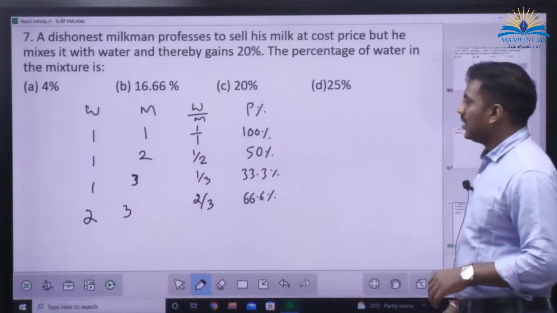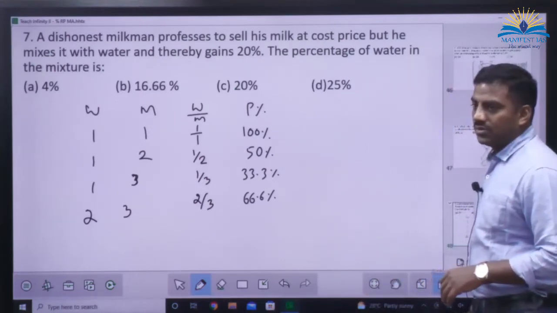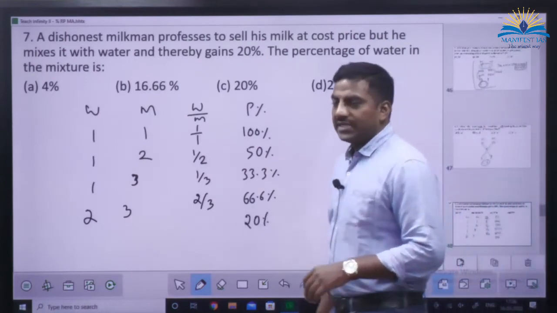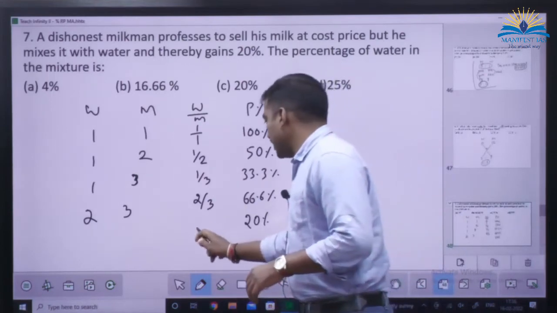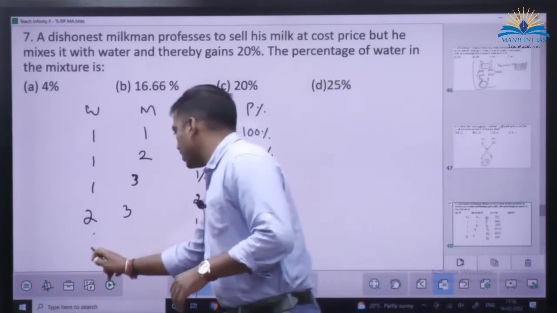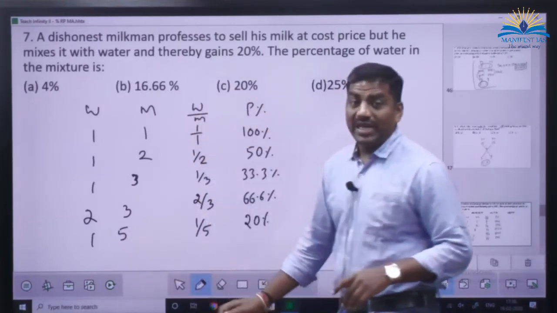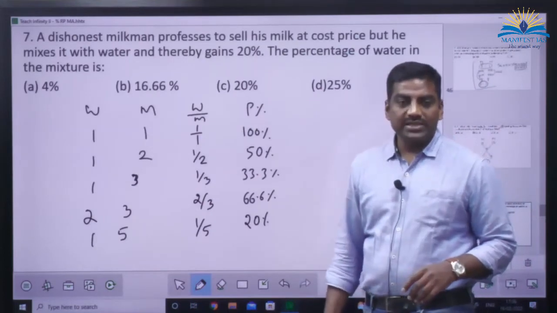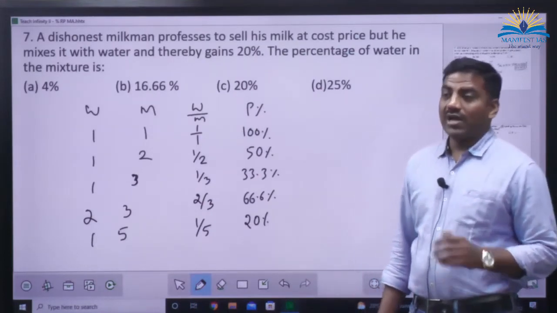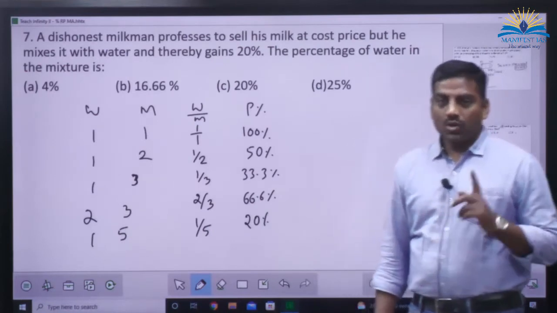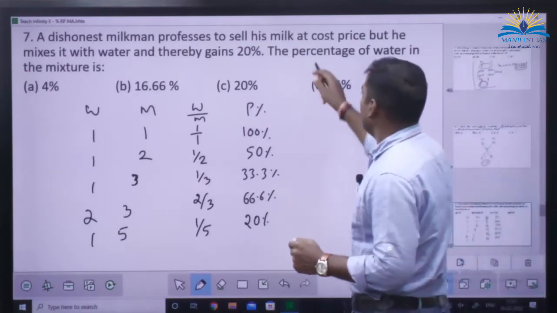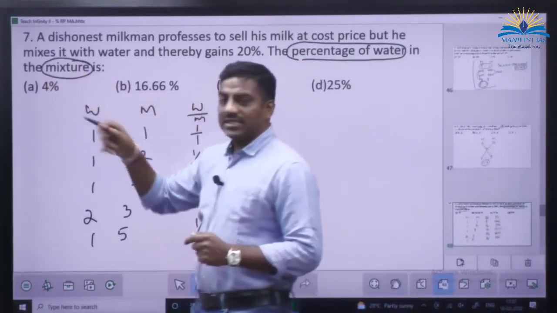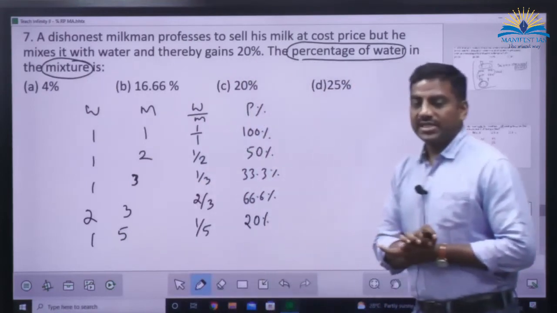So in this question, his profit is how much? 20%, right? What fraction is 20%? 1/5. So the ratio would be 1:5. What does it mean? For every liter of water, he has to mix 5 liters of milk, or for every 5 liters of milk, he has to add 1 liter of water. What they are asking is the percentage of water in the mixture. What is it?